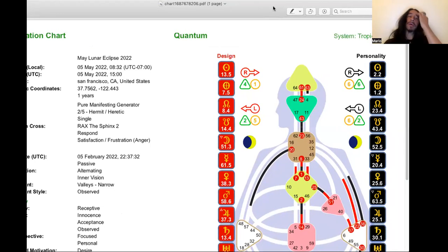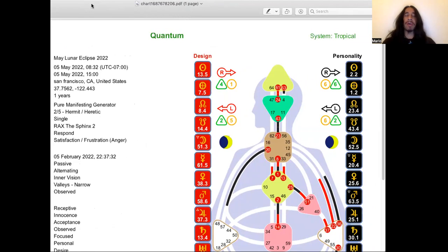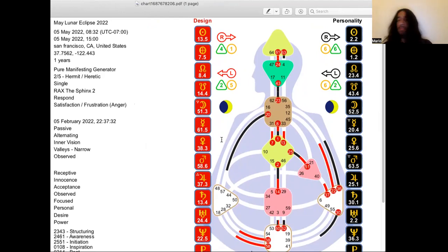So this one is the May lunar eclipse 2022, but you could look at it as a person. I just didn't want to put maybe someone born on that date. It's a powerful manifesting generator chart, if you look at it with all those individual channels straight from the sacral up to the top. So I'm going to start detailing both sides of the columns and the center column.